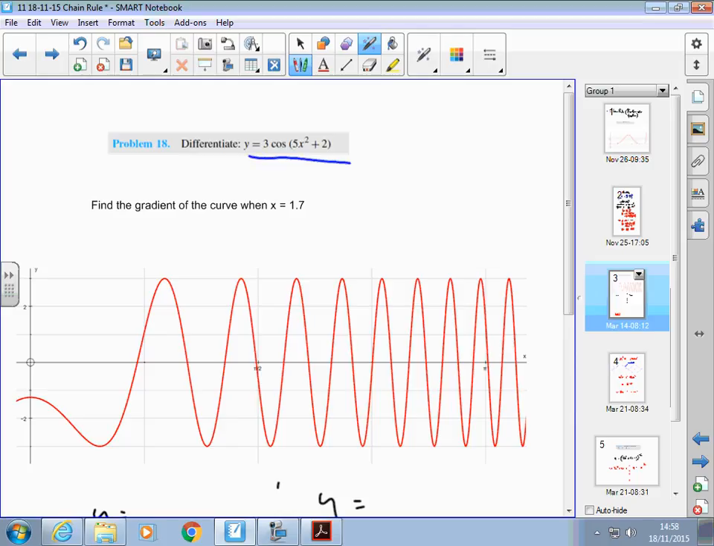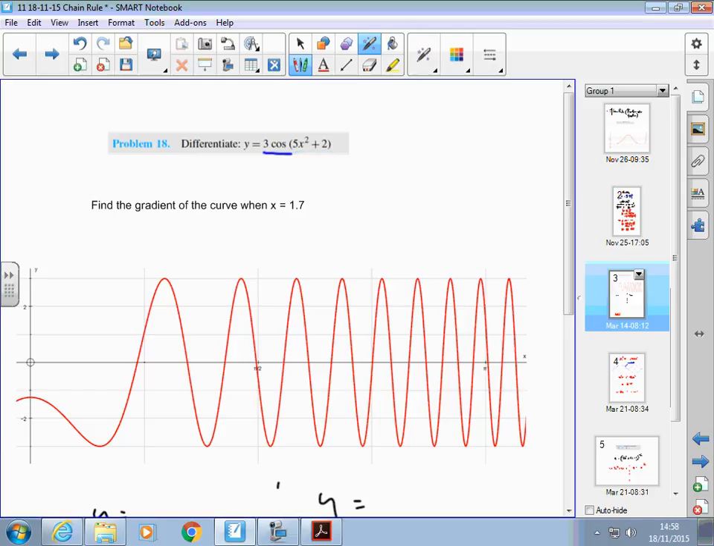Look at this function. Y equals 3 times the cosine of 5x squared plus 2. Now, if I was asked to work that out, it's in two stages. First stage will be to work out what 5x squared plus 2 is. Once I've got that, I'll work out what 3 times the cosine of that is. So again, I've got one function inside another.